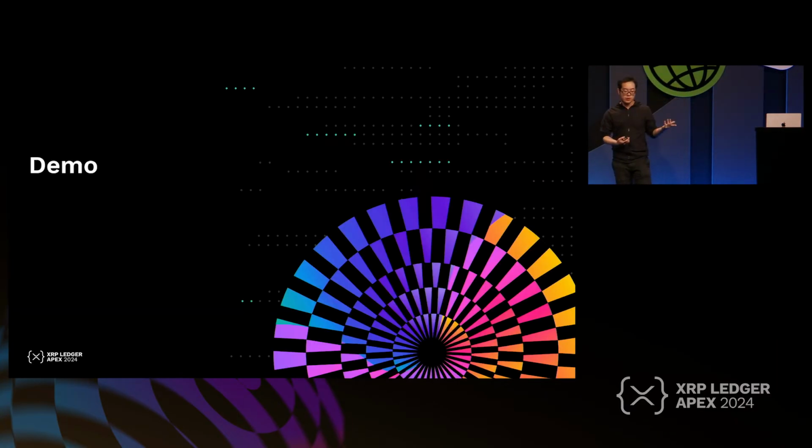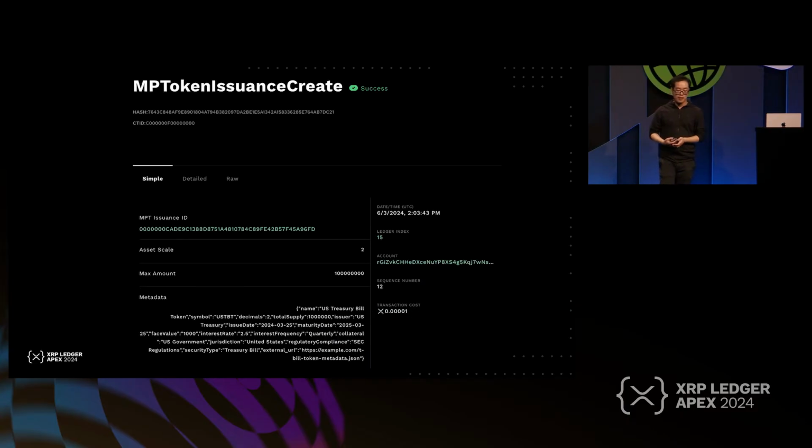So now let's use the Explorer to see a basic MPT flow using the Treasury bill example. For the setup, we're going to use one issuer account and one holder account. So the first step here is that the issuer submits an MPTokenIssuanceCreate transaction for this Treasury bill, specifying the configurations, which in turn creates a new MPToken issuance object.